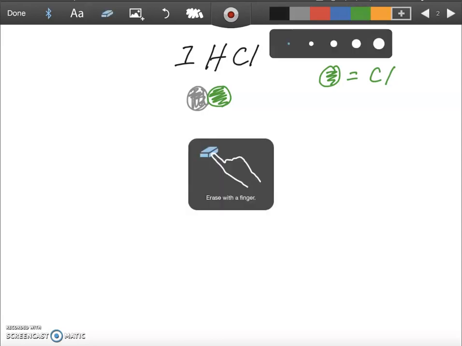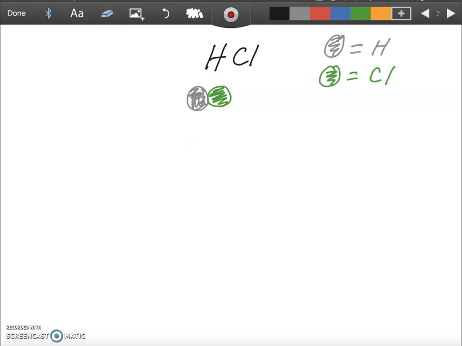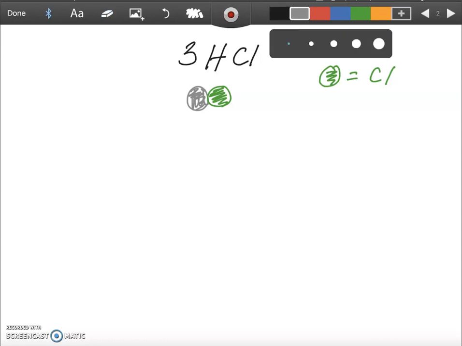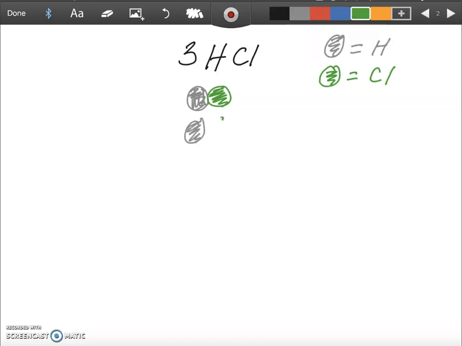Now, what if I had the number 3 in front? How many particulate drawings would we need for this one? You're correct, we would need 3. So we would represent this with 3 particulate drawings. Actually, let's make sure that those touch because they are chemically bonded. And then the next one would look like this, okay? Alright, so there's the basics of particulate drawing for that one.